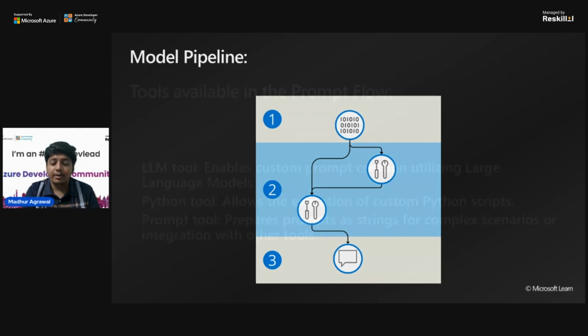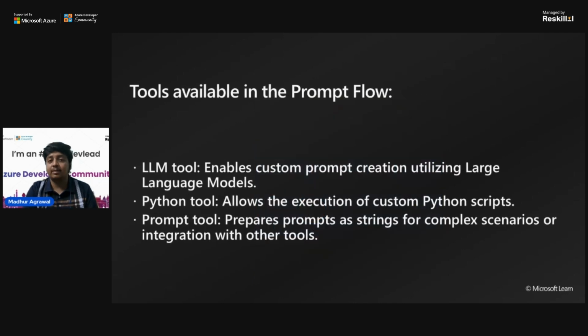Okay, so let us talk about the tools that are available in the prompt flow. Basically, these are the three types of tools: the LLM tool, Python tool, and the prompt tool. What an LLM tool does is it enables custom prompt creation utilizing large language models. Basically, whatever prompt, that is the command that you give to a large language model, there is an LLM tool for that also, so that it can provide a custom type of prompt. The second thing is the Python tool, which helps in the execution of custom Python scripts.